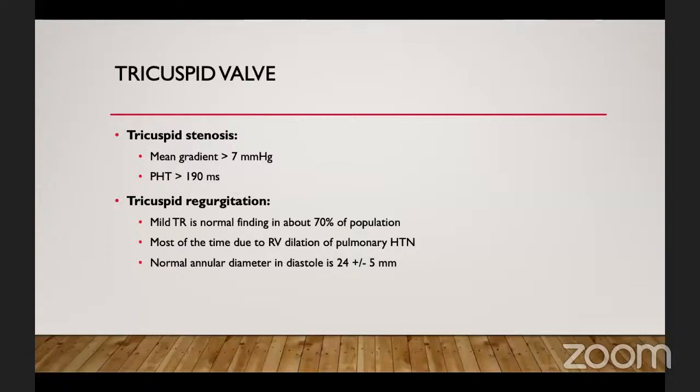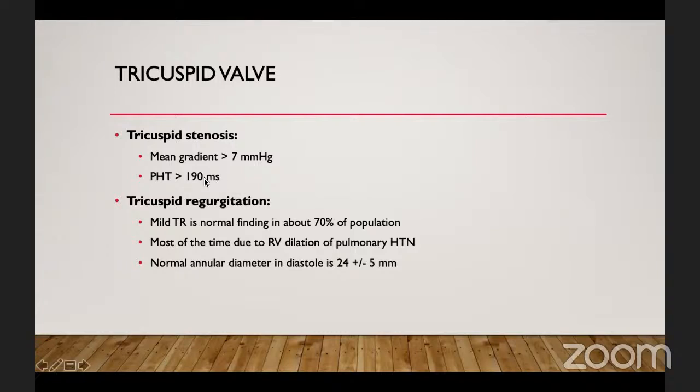The tricuspid valve. It's very rare to have a tricuspid valve stenosis, but as a measure with the same parameters to assess any valvular stenosis, a gradient of more than 7 is indicative of a severe tricuspid stenosis, or a pressure half time of more than 190 milliseconds, because it's taking a long time to open up and the pressure to equalize. So an increased pressure half time indicates a severe stenosis.